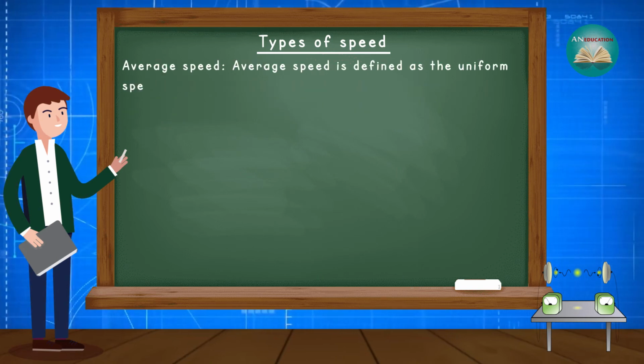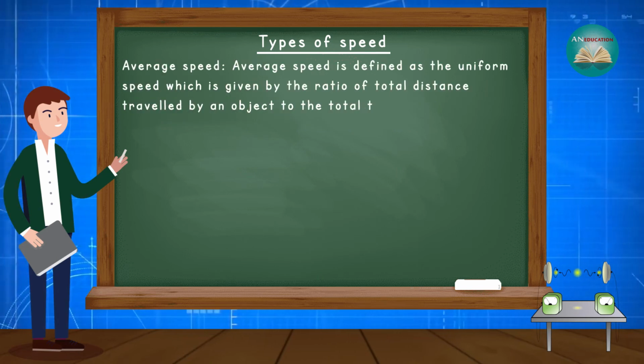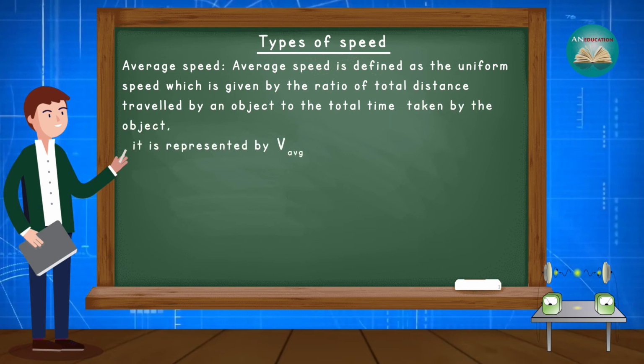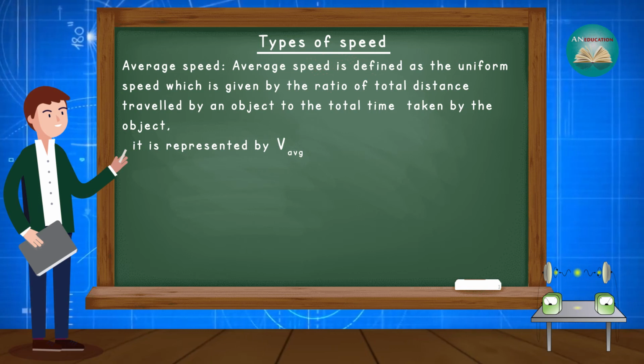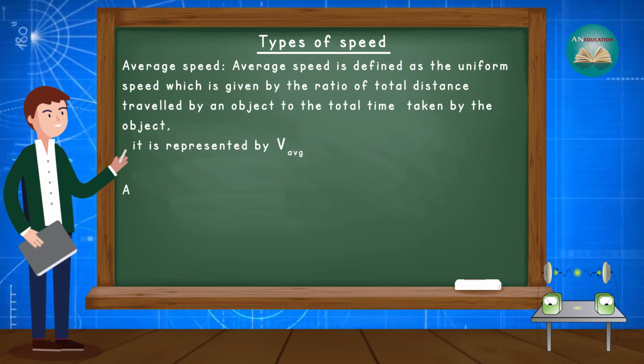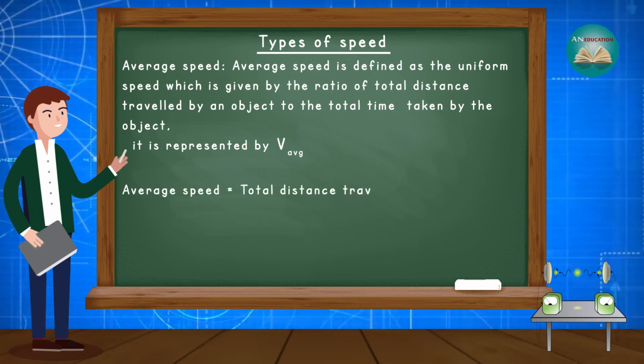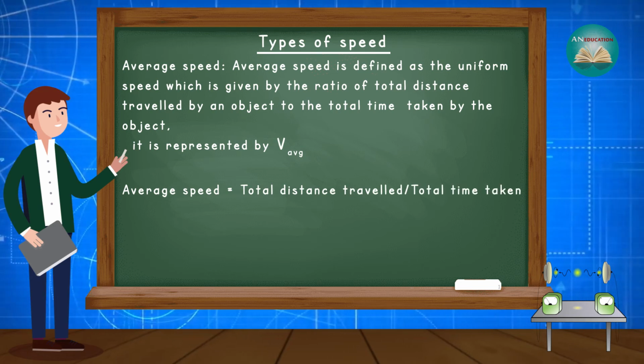Average speed. Average speed is defined as the uniform speed which is given by the ratio of the total distance traveled by an object to the total time taken by the object. It is represented by v suffix average. The formula of average speed is equal to total distance traveled upon total time taken.